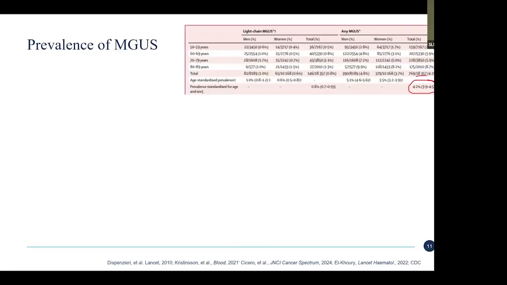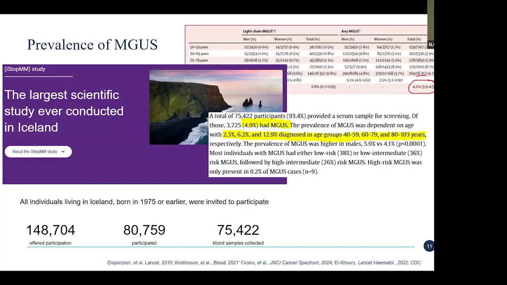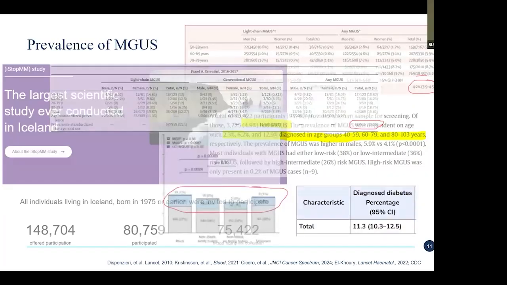So in one series, the prevalence of MGUS, or monoclonal gammopathy of undetermined significance, was 4%. In the largest scientific study ever conducted in Iceland, where pretty much everyone was invited to join, the prevalence was 4.9%, with those over the age of 80 having a prevalence above about 13%. Different ethnicities have different prevalences. So some series show 13% in a country in Eswatini, other series show 11%. So all in all, the point of this is that it's really common to have a monoclonal protein.